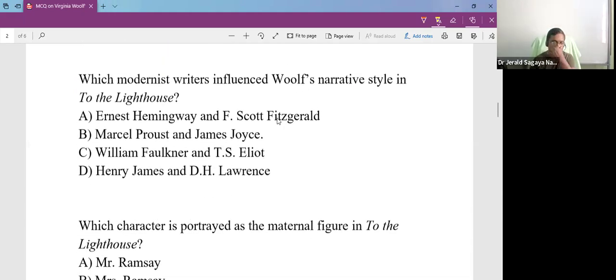Which modernist writers influenced Virginia Woolf's narrative style in To the Lighthouse? Who are they? There are two writers, and the writers are Marcel Proust and James Joyce.